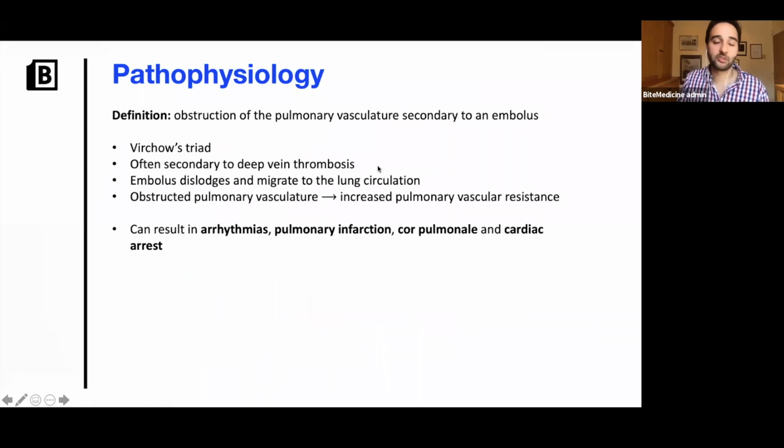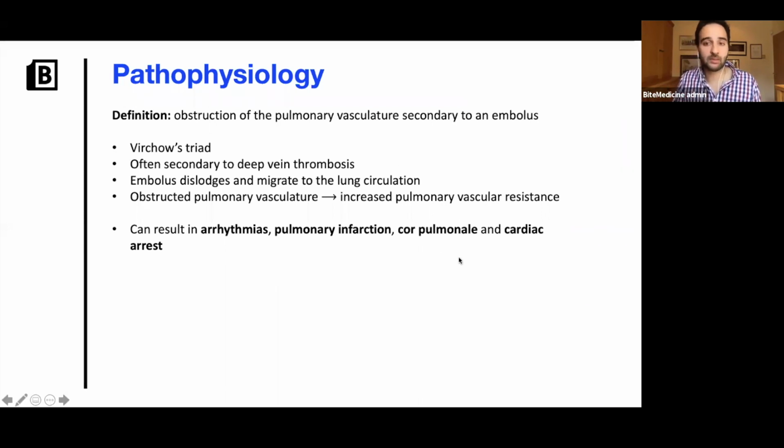Like we said, often due to a DVT, the embolus dislodges, goes to your lung, your pulmonary circulation, and obstructs our vasculature. It causes an increase in your pulmonary vascular resistance. So then you need to think anatomically what's happening next? Well, your right ventricle is going to be pumping against a higher pressure because there's a clot blocking the vasculature. So what this can ultimately result in is things like arrhythmias, pulmonary infarction, where a segment of the lung essentially dies because of loss of blood supply.